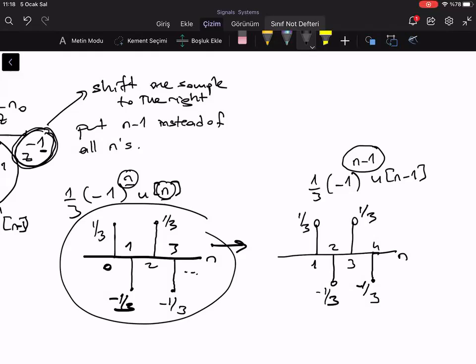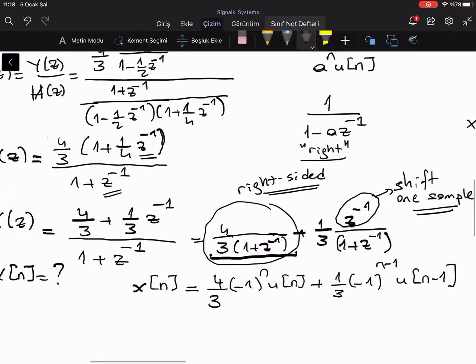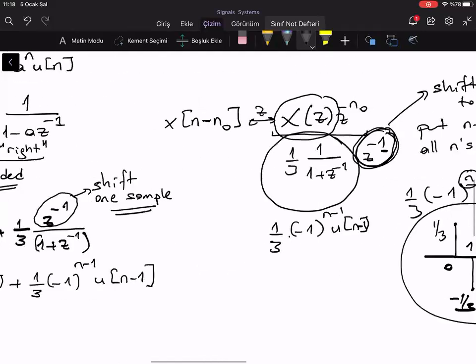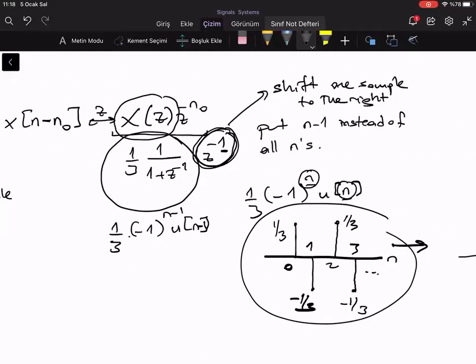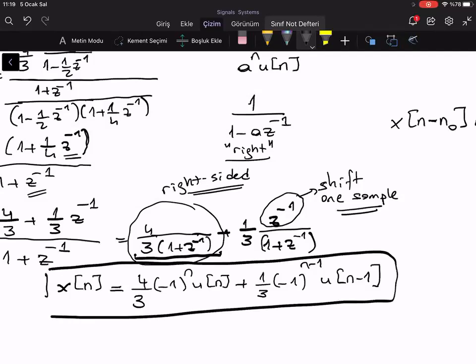Yes, hocam. Okay. Anya, you have a question? How do you know, not this one, back to x of n, this one? Yes. How do you know the first term is to the right?